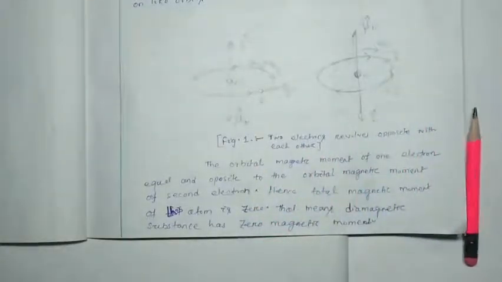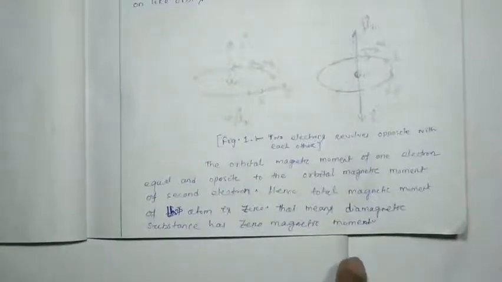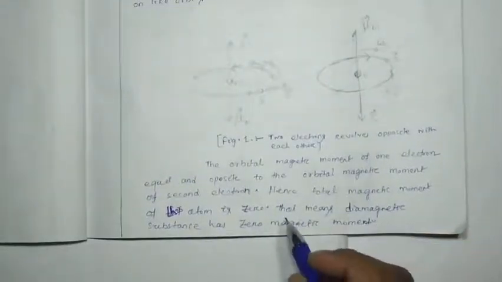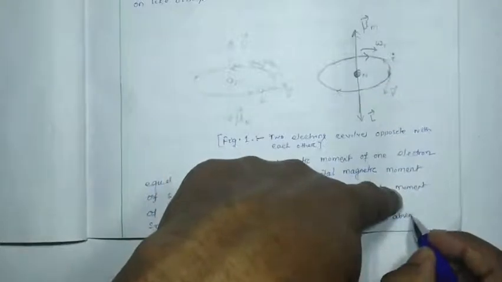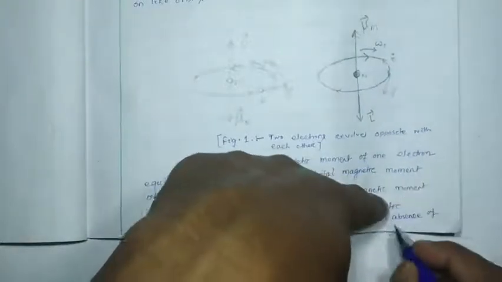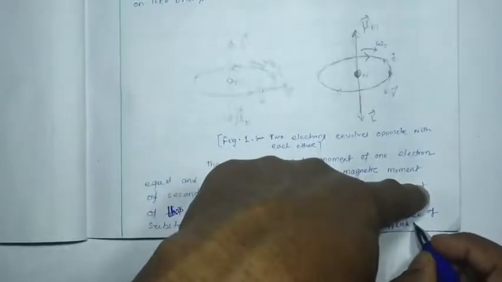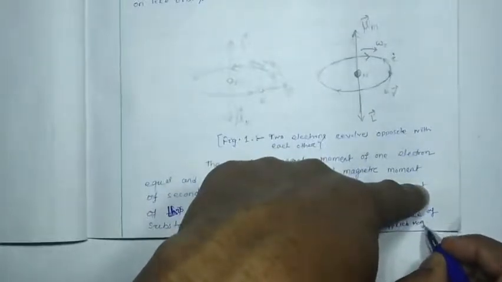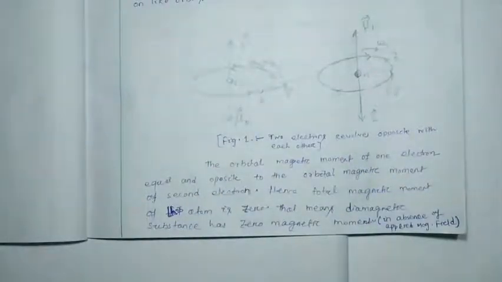That means a diamagnetic substance has 0 magnetic moment initially. Initially means without magnetic field applied. So a diamagnetic substance has 0 magnetic moment in absence of applied magnetic field.